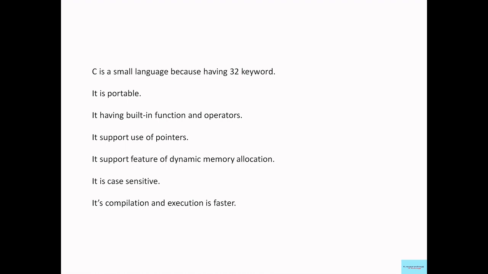C is case sensitive, meaning capital A and small a mean different things. In the English language, capital A and small a mean the same thing, but in C language they are different. Its compilation and execution is faster than other programming languages.